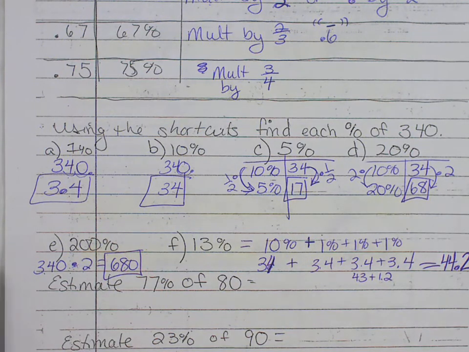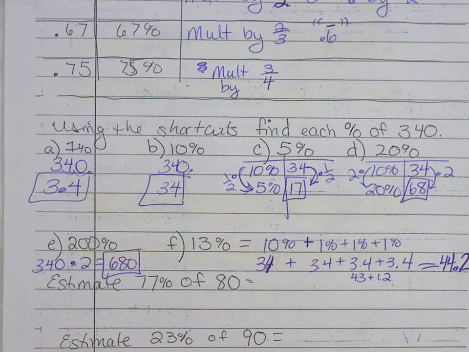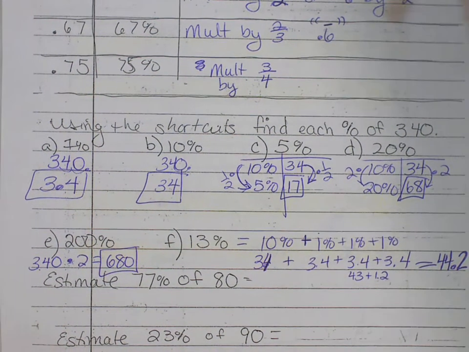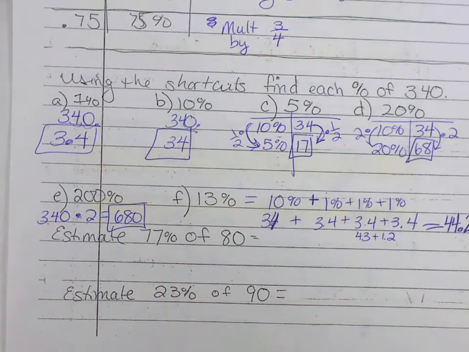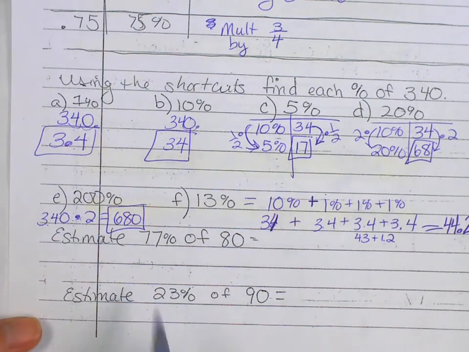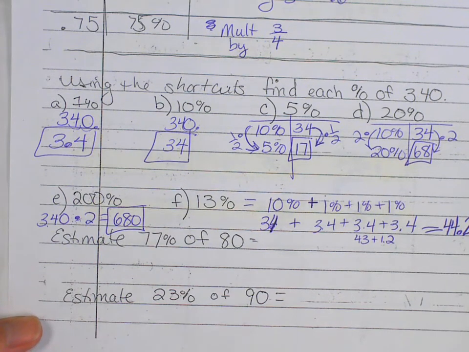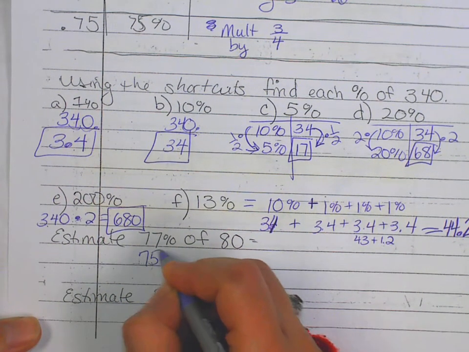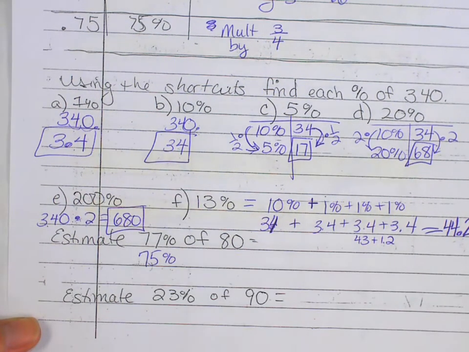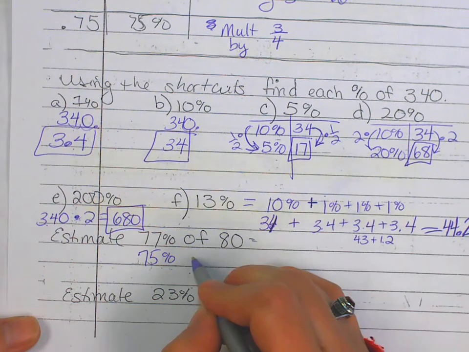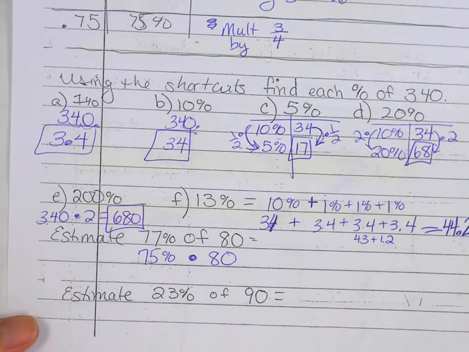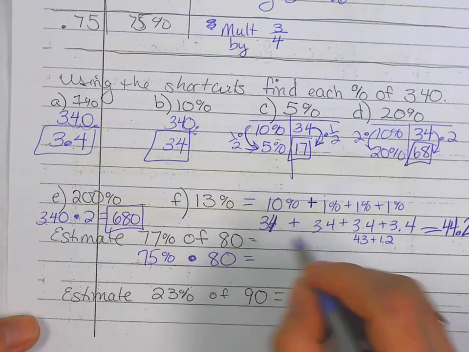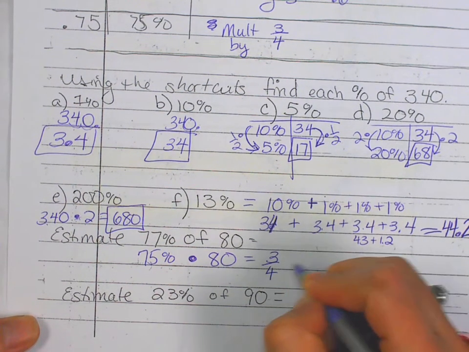Now, it says estimate. Estimate means I don't need an exact answer. I want 77% of 80. I could totally use this in the calculator, but I don't want to use the calculator. I want to estimate. Estimate means do something close. What's close to 77% that I can do easy things with? 75% is easier to do than 77%. 75%, we're exercising right now, is like doing 3/4.